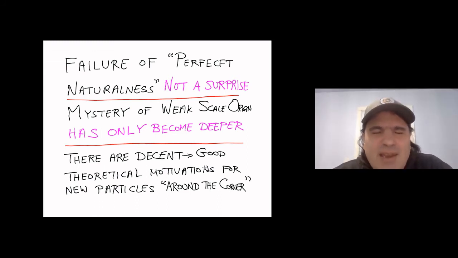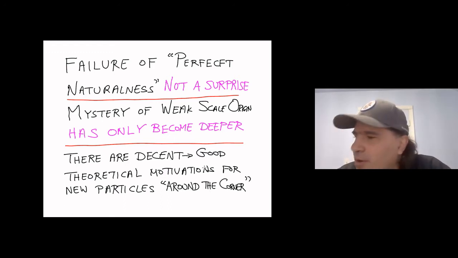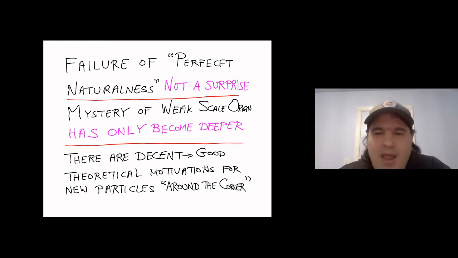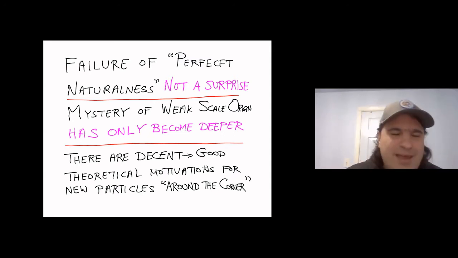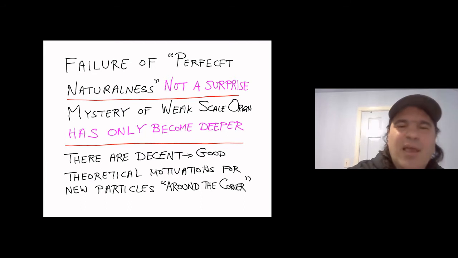I want to stress again, just to go back to what I said: the failure of perfect naturalness was not a surprise. The mystery of the weak scale has only become deeper. And there are, I think, decent to good theoretical motivations for new particles around the corner. I've given you some of them. Other theorists who've thought about these things for many years will give you others. But as experimentalists, it's highly motivated to continue and pull out all the stops to get as much as we can out of the data. Thank you.